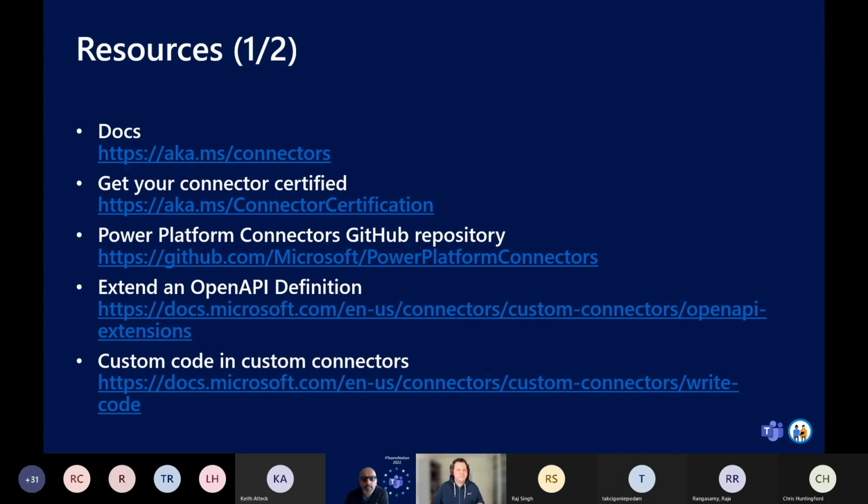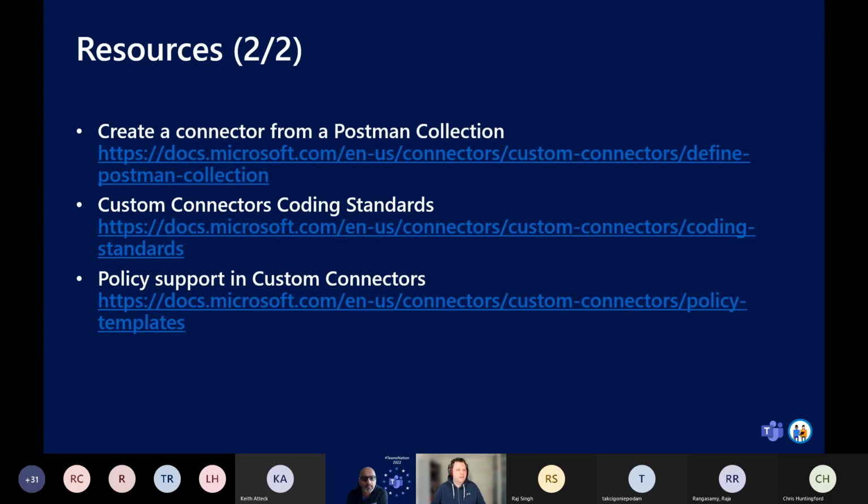The extend an OpenAPI definition link is really important because it helps you with all those properties, so you know where it all shows up in the product. Custom code is also an interesting one to take a look at. You can also create a connector from a Postman collection, so if you prefer working in Postman, you can import that in your custom connector. There are coding standards to help you with best practices. And also policy support. That's something we haven't touched today, but it's also really cool and can help you make a better custom connector.